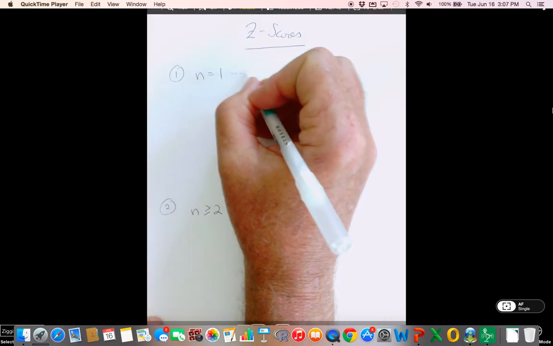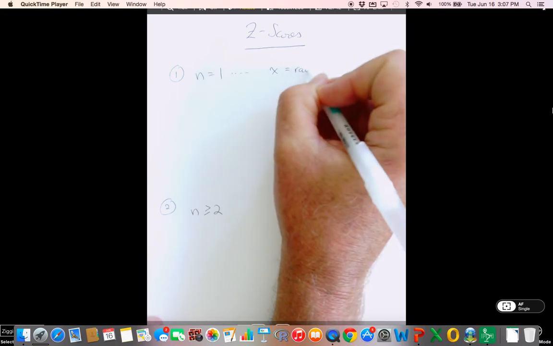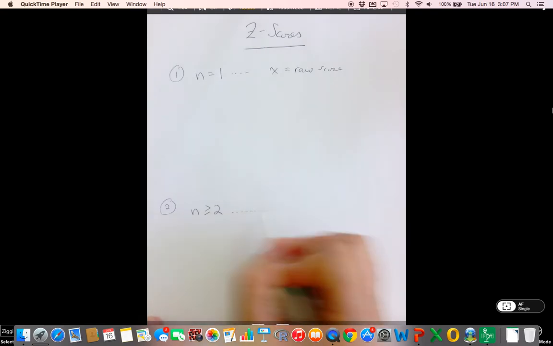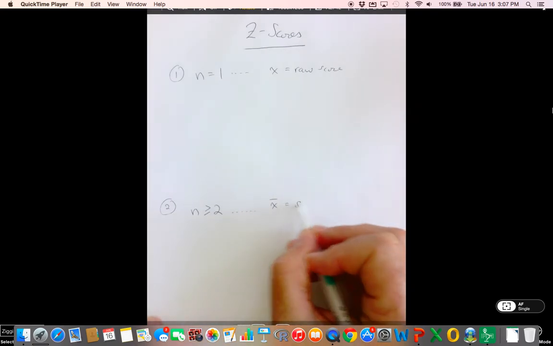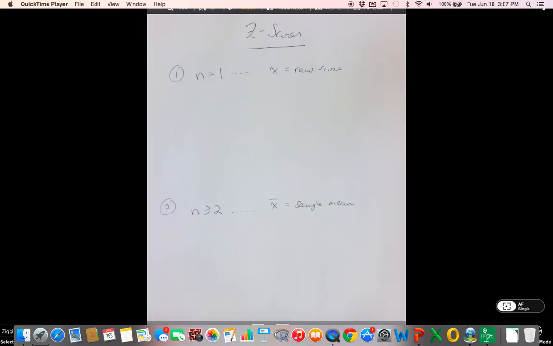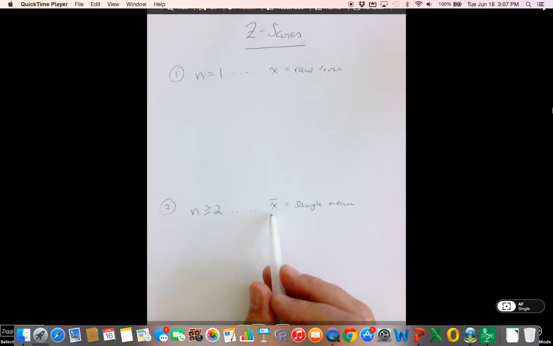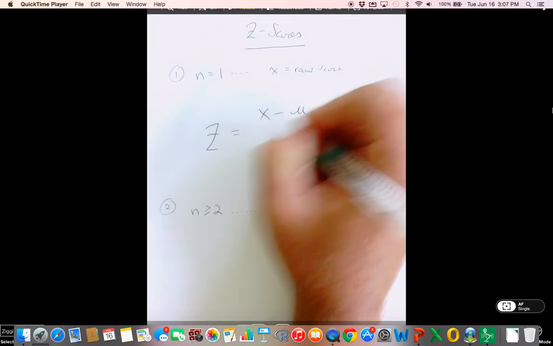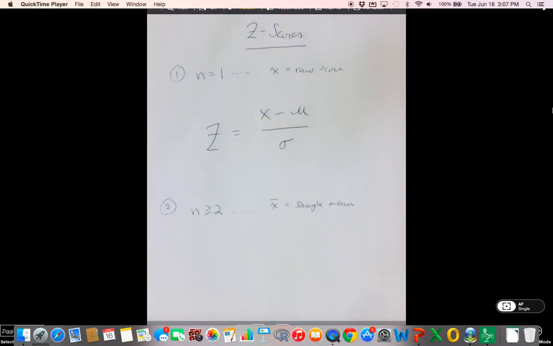When we take things one at a time, we focus on a particular raw score, x. When we take things 2 or more at a time, we focus on the measurement that is the collective measurement, if you will, of the 5 scores. So if I collect 5 scores, I'm just going to add them up, divide by 5, and I'm going to get the sample mean for those 5 scores. So guys, the z-score, as we've looked at before, for this situation is x minus mu divided by the standard deviation.